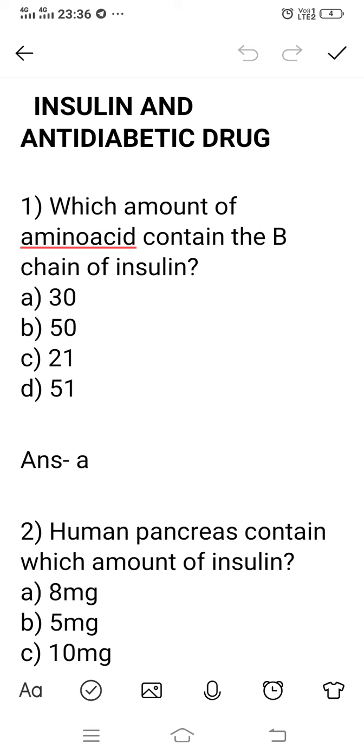So the right answer is option A 30, option B 50, option C 21, option D 51. So the right answer is 30. Option A is the right answer. Insulin is one type of polypeptide. It contains A and B chain. The A chain contains 21 amino acids and the B chain contains 30 amino acids.